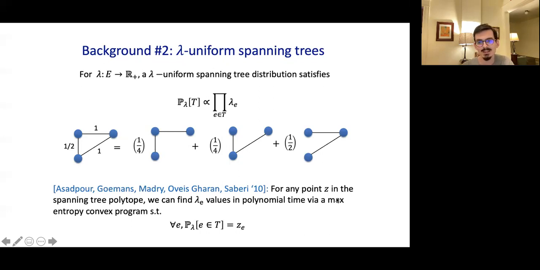And it was proved in 2010 by Asadpour et al. that for any point z in the spanning tree polytope, we can find a lambda uniform spanning tree distribution in polynomial time that matches the marginals of z. So in other words, if I give you any distribution of spanning trees, we can actually find another distribution that's lambda uniform that has the same edge probabilities. And they do this using a max entropy convex program. So we can alternately think of these lambda uniform distributions as the distributions which maximize entropy, or are sort of as close to the uniform distribution as possible, subject to the constraint of matching the marginals of z.